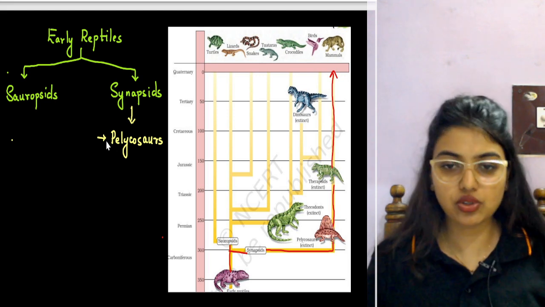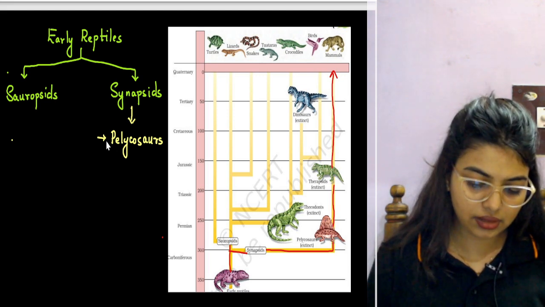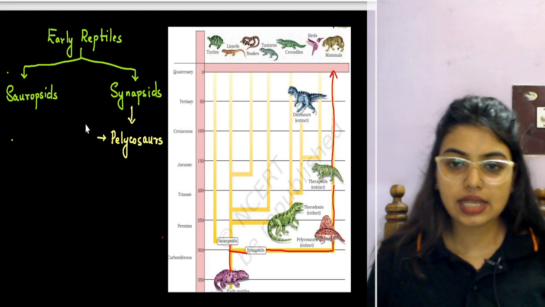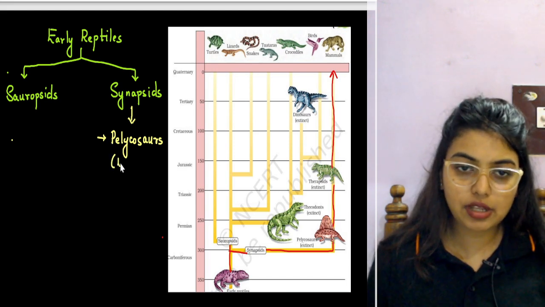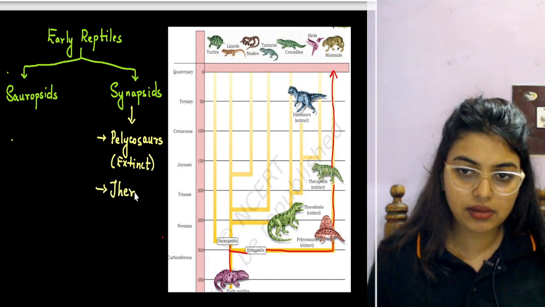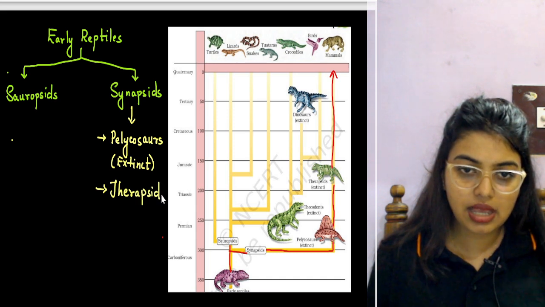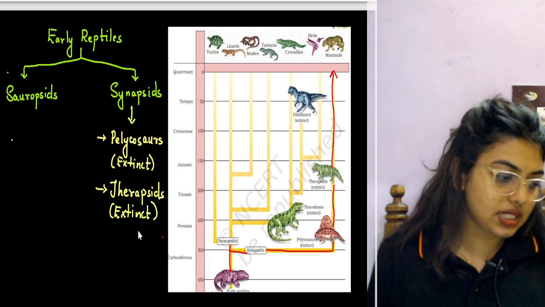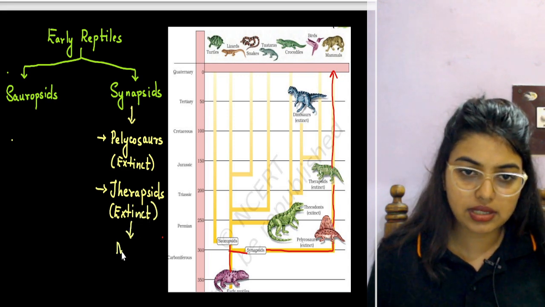Synapsids gave rise to plesiosaurs, and these plesiosaurs got extinct. Then from plesiosaurs, therapsids came, and these therapsids also got extinct, students. But it is believed that therapsids gave rise to your mammals, that is your modern day mammals.